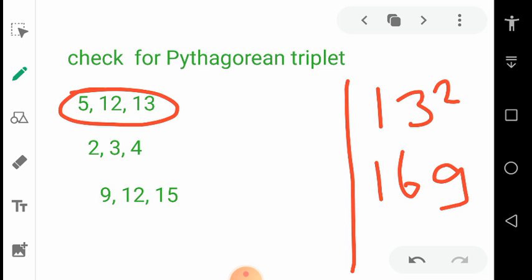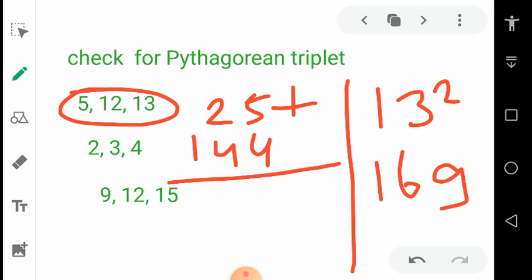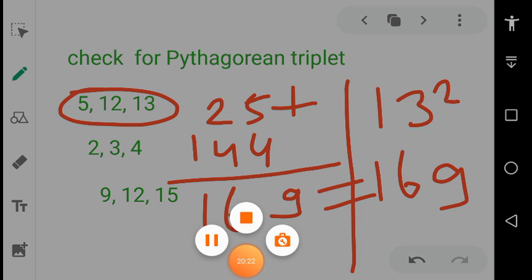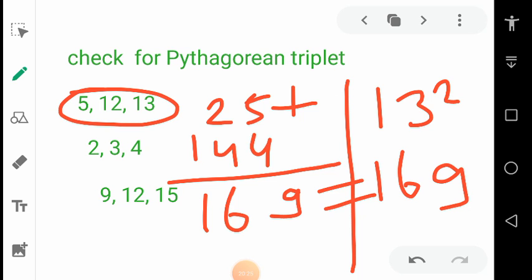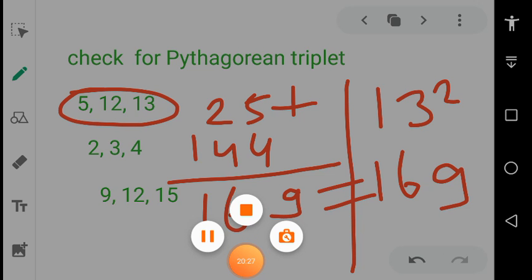So what is the square of 5? It is 25. What is the square of 12? That is 144. Now try to add both of these. 5 plus 4 is 9 and 4 plus 2 is 6, 169. Now if you can see both the values are equal, 169 equals 169. It means these values are the Pythagorean triplet. Means it is possible to draw a right triangle whose sides are 5, 12 and 13 units.